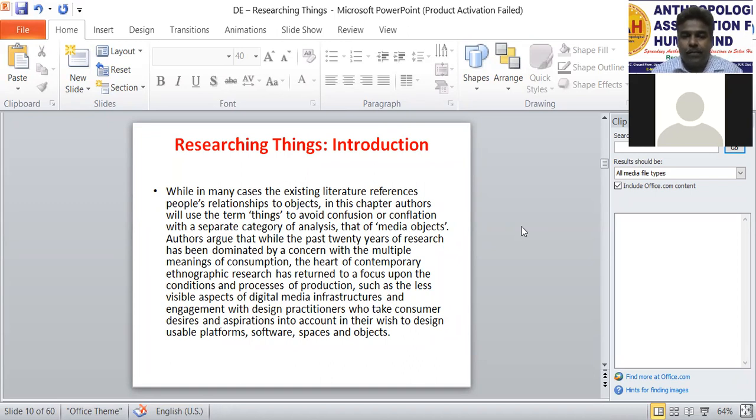Others argue that while the past 20 years of research has been dominated by a concern with the multiple meanings of consumption, the heart of contemporary ethnographic research has returned to a focus upon the conditions and processes of production, such as the less visible aspects of digital media infrastructures, and engagement with design practitioners who take consumer desires and aspirations into account in their wish to design usable platforms, software, spaces, and objects.